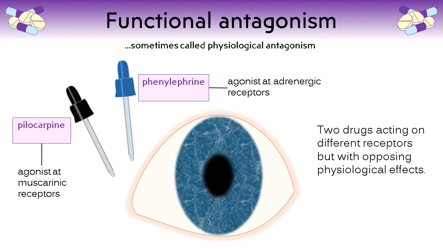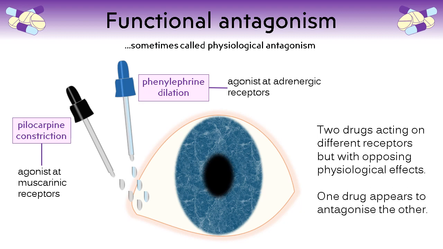When we drop pilocarpine into the eye, it activates muscarinic receptors which promote constriction of the pupil. When we put drops of phenylephrine in the eye, it activates alpha-adrenergic receptors which mediate dilation of the pupil. Now, if we put both drops in the eye together, nothing happens. One drug appears to antagonize the other.